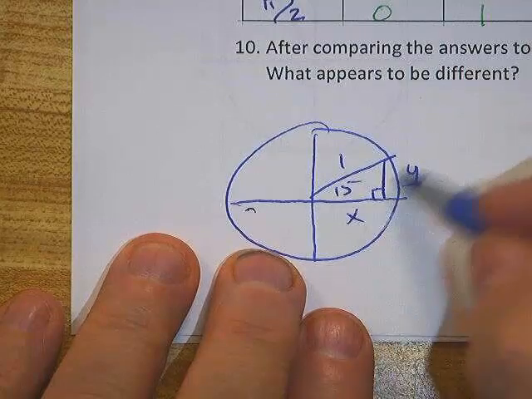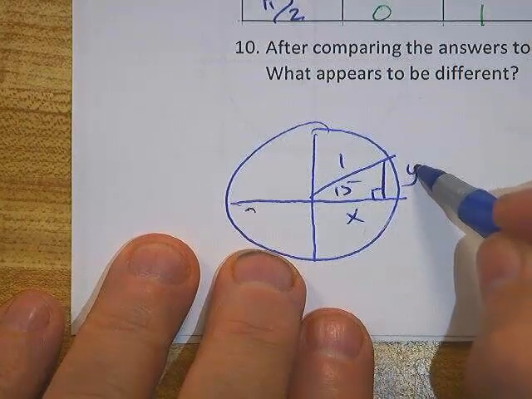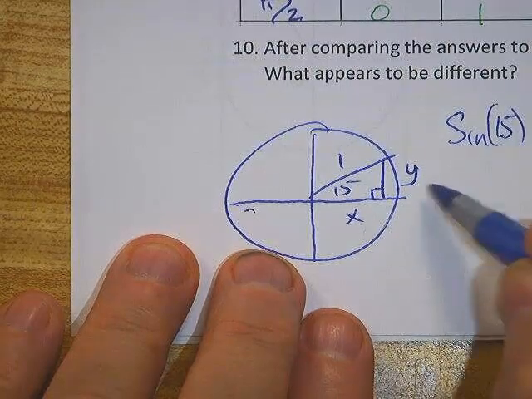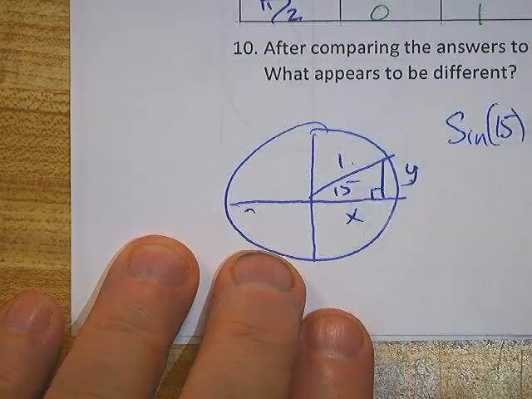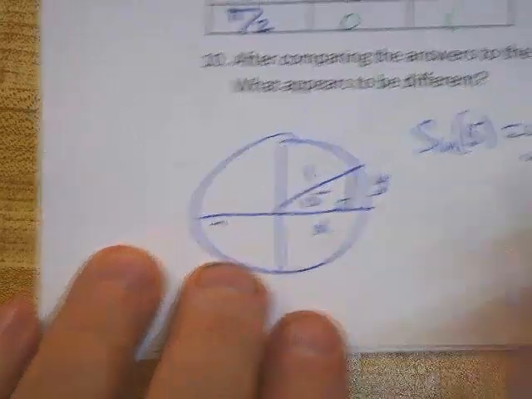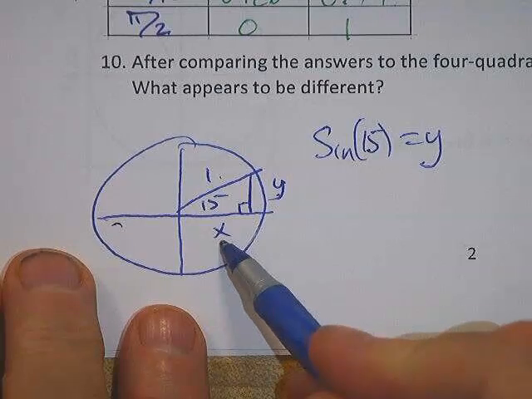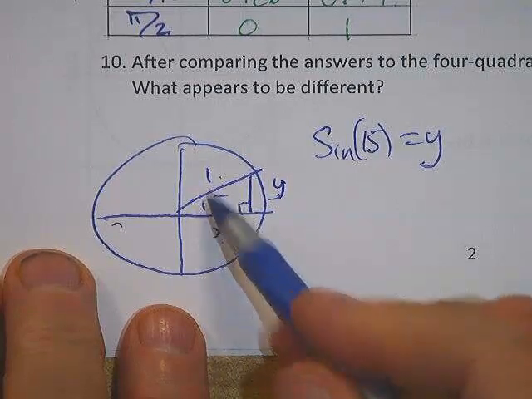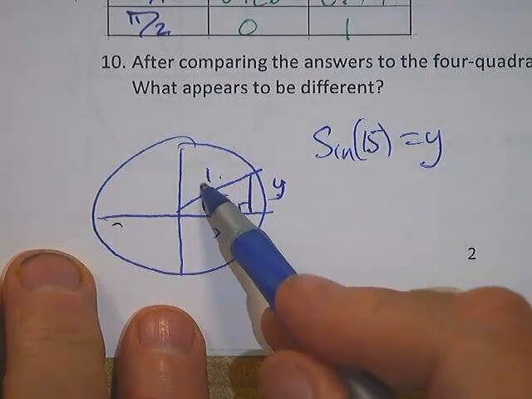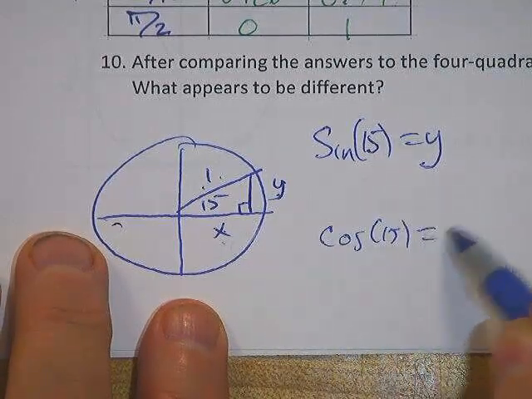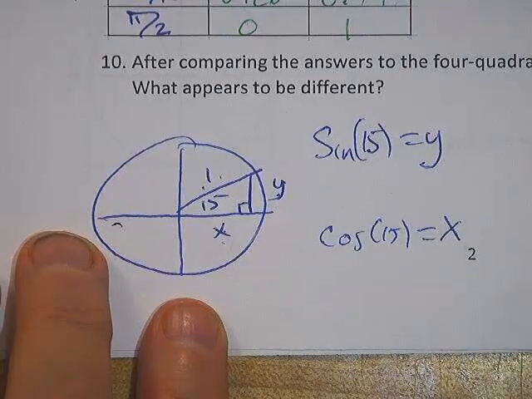And so if I set this problem up, this is to solve for y, it's a sine problem. So sine of 15 degrees is going to equal y over 1, which is y. So the y value will be sine 15. And if I wanted to find the x value, this would be cosine, because you have adjacent over hypotenuse. So the cosine of 15 degrees is equal to x over 1, which is x.